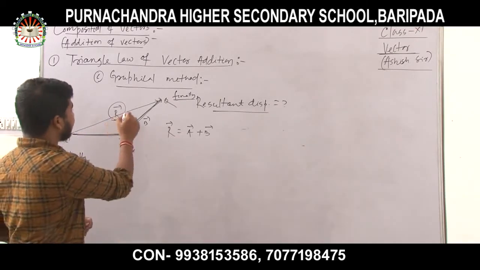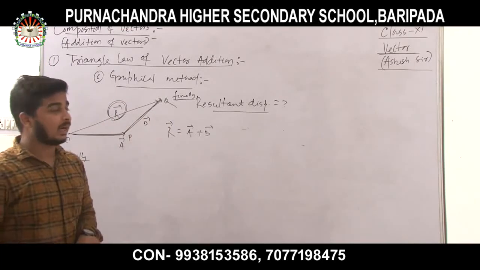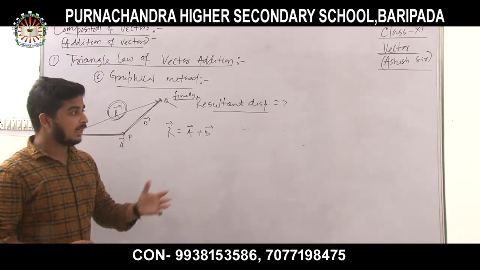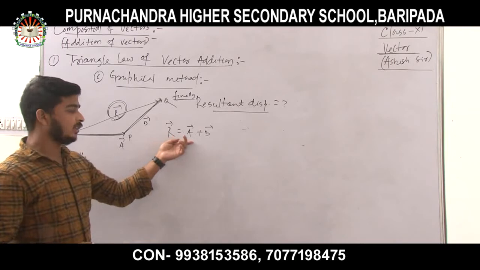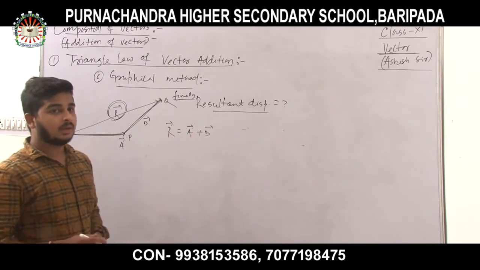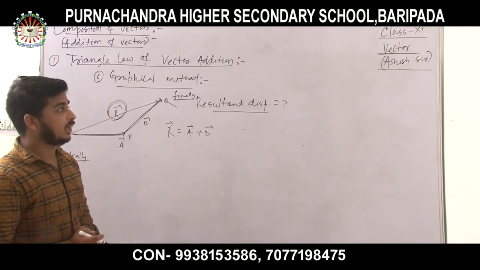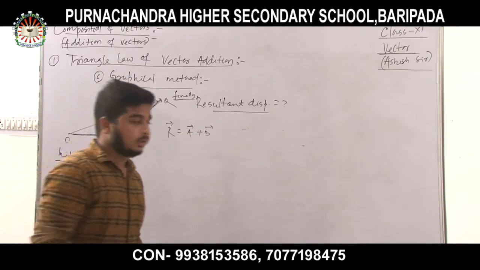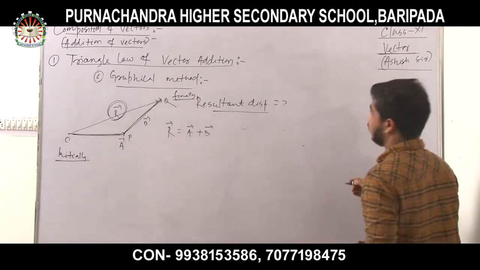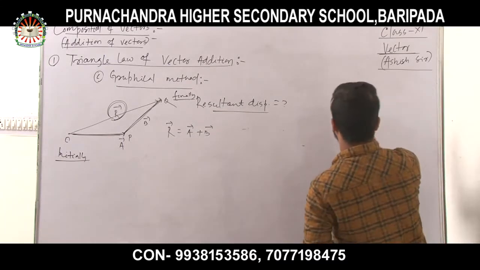So why is r vector equal to a plus b? You could write a minus b also. So let's see why I have written r is equal to a plus b. There is a law, the triangle law of vector addition. So what is the law? What is the triangle law of vector addition? I am going to write about this law.